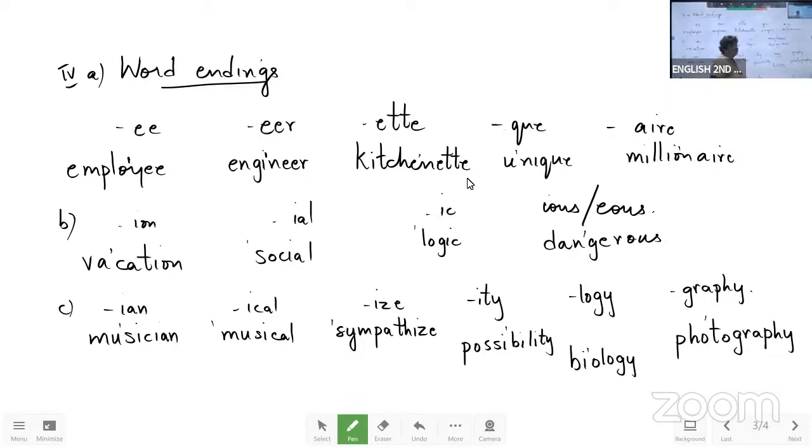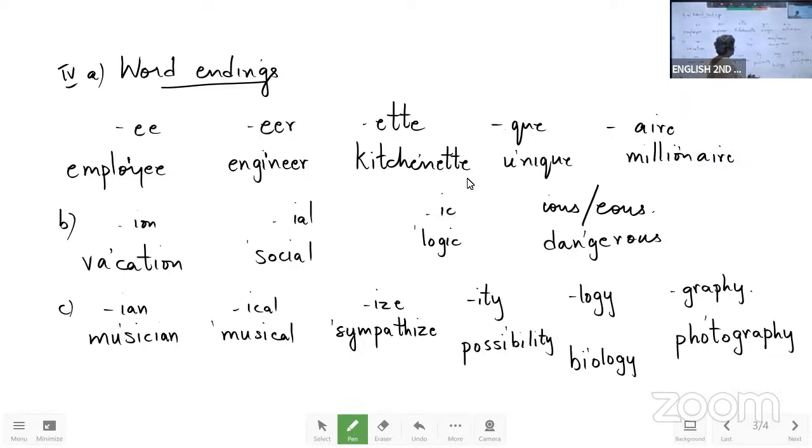This is a trisyllabic word. It cannot be a disyllabic word because from the end on the third syllable, like musician, it's a polysyllabic word. That's why it comes on the second syllable. While musical is only a trisyllabic word, that is why it comes on the first syllable. Sympathize, again a trisyllabic word, that is why it is on the first syllable.